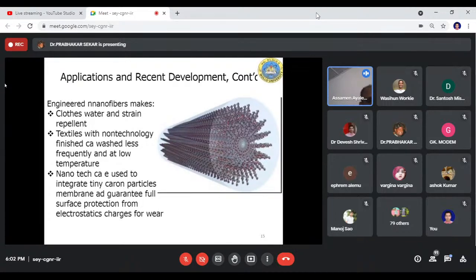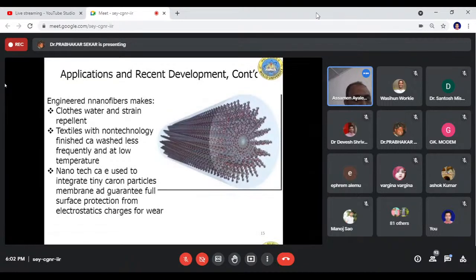So nanotechnology can be used to integrate tiny carbon particles or a particle membrane, and that guarantees full surface protection from electrostatic charges for wear. So this and the likes are applicable in the application of nanotechnology in textile manufacturing. Next, sir.